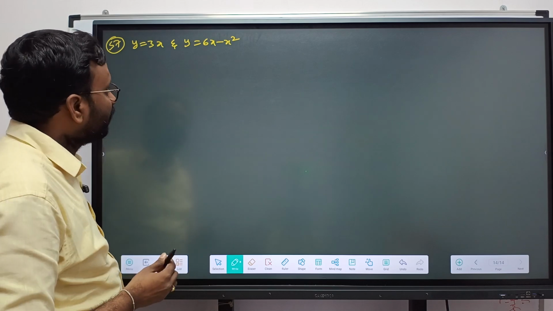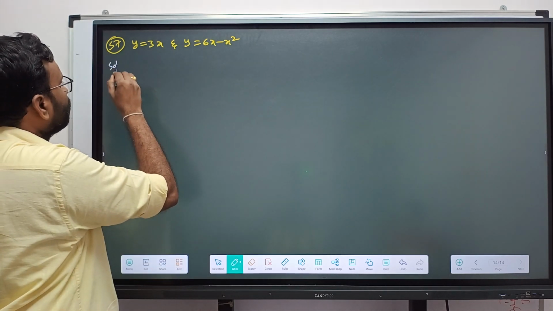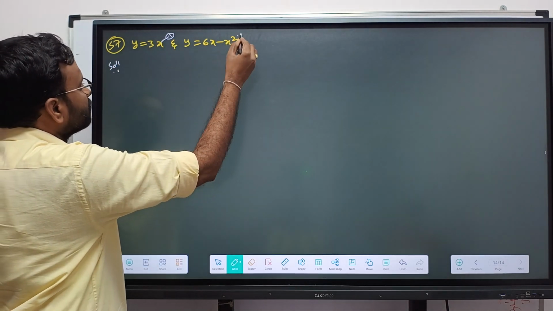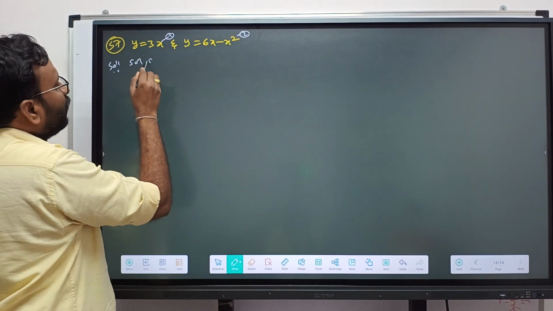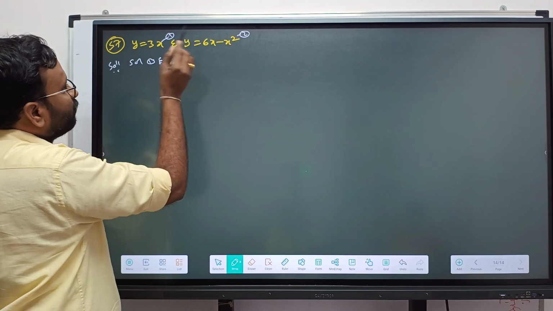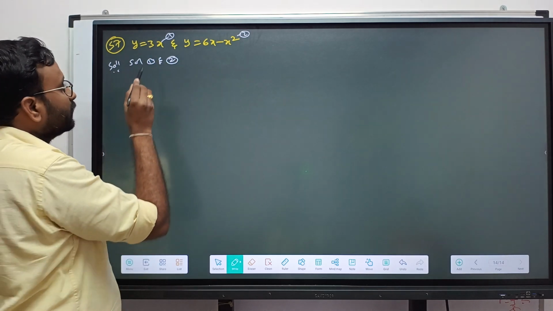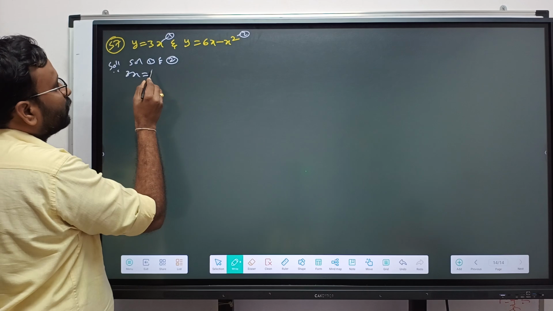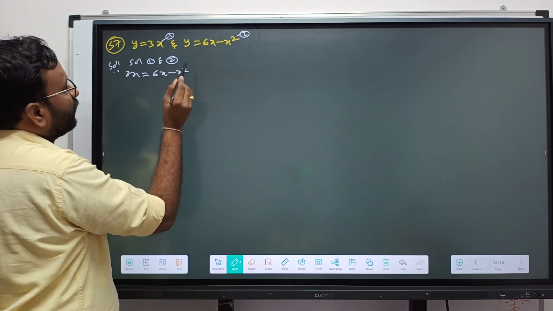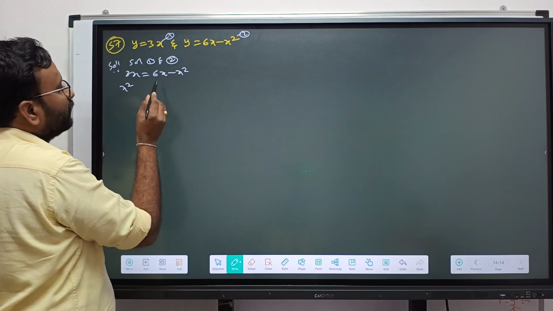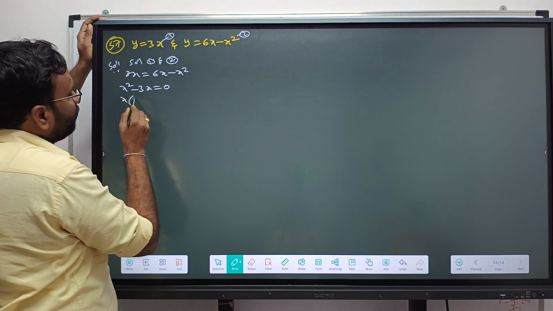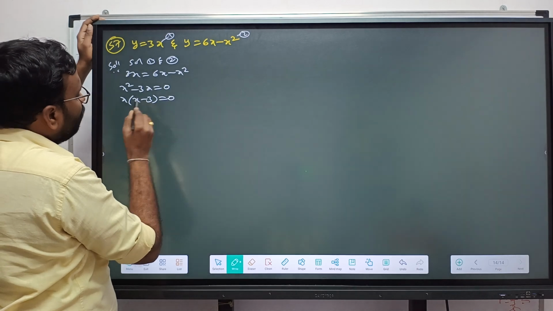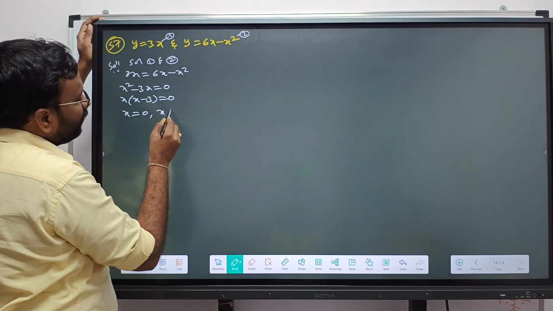Okay. How can we find the solution? First you have to solve these two, right? Let this be 1 and this be 2. Now solving 1 and 2, or you can write substitute 1 in 2, both are same meaning. That is what? 3x is equal to 6x minus x square. Then take this side, x square minus 3x is equal to 0. Taking x common, x minus 3 is equal to 0. One x value is 0, one x value is 3.